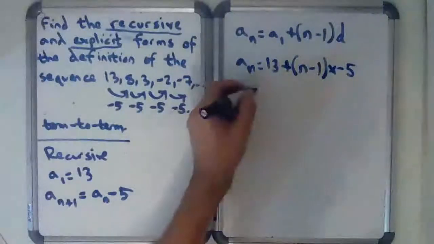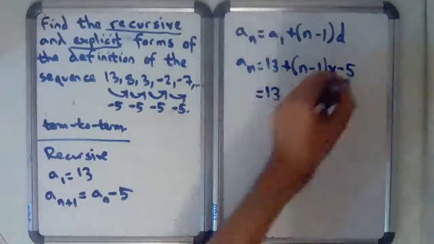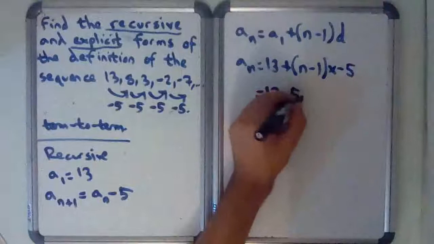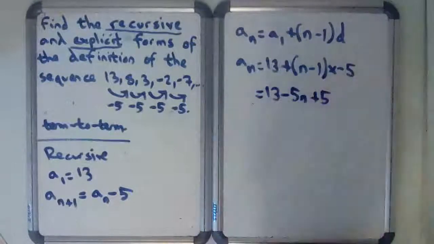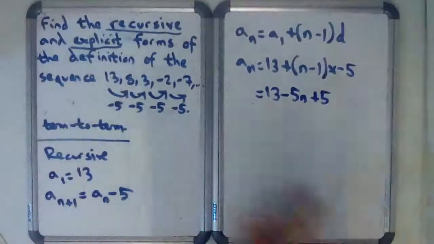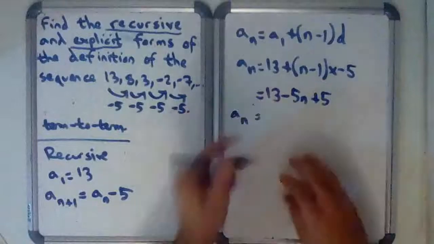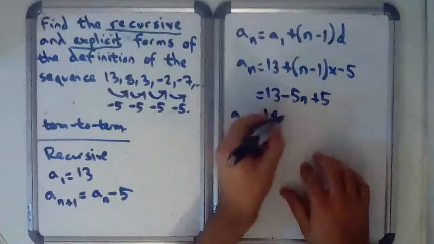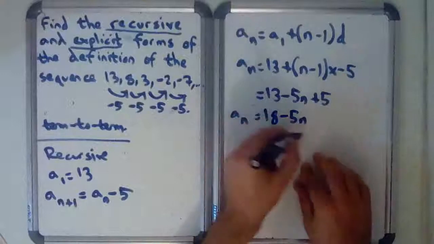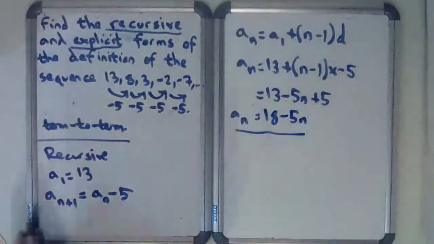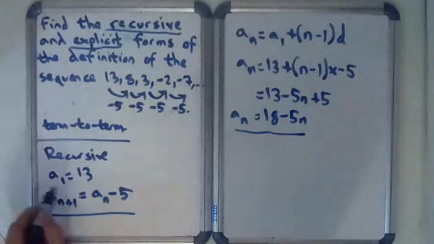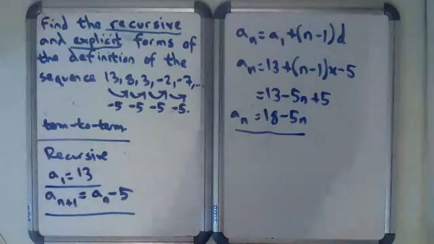I'm going to expand that bracket, so it equals 13 minus 5n plus 5, and I'm just going to group the 13 and the 5, that would be 18, so a_n equals 18 minus 5n. Okay, so we have the recursive definition, which is where do you start from and how do you get from one term to the next.